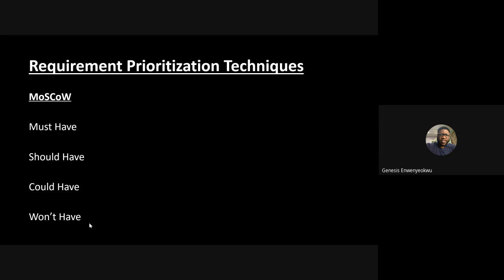that we must have on the system, things we should have, things we must implement, things we should implement, things we could implement, and things we won't implement. That is how the MoSCoW prioritization technique approaches prioritization. So let's take a look at it in detail.